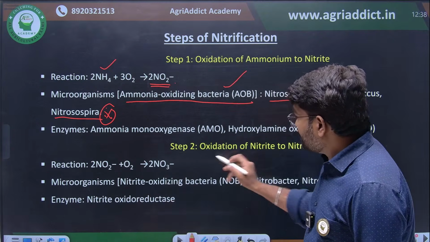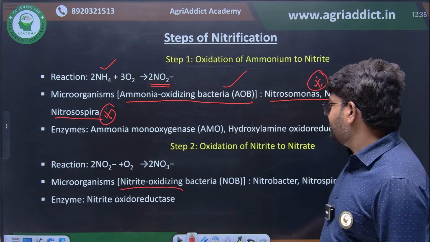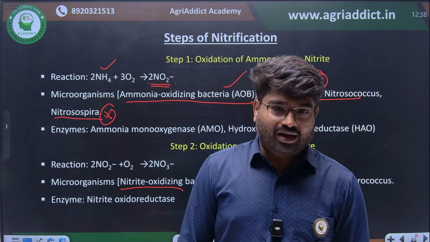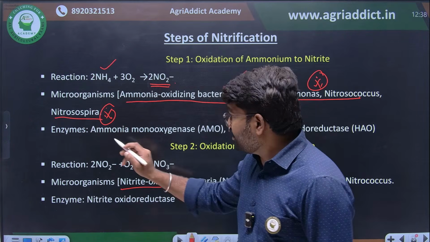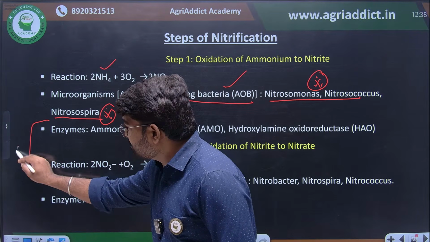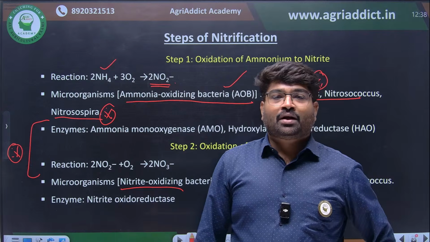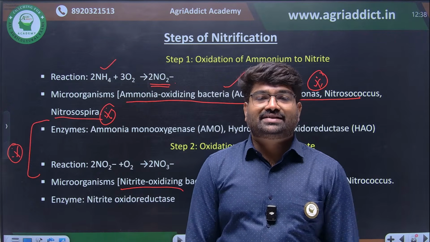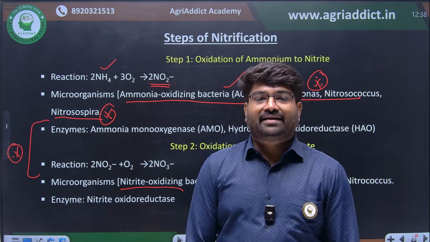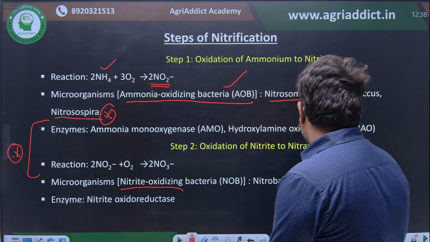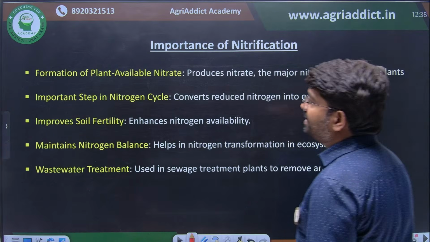And nitrite oxidizing bacteria are what? Nitrobacter and Nitrococcus. This is confusing, but they are going to ask questions from this one only. What are the examples of ammonia oxidizing bacteria and nitrite oxidizing bacteria? This is the question they are going to ask. Students, you have to remember that properly.